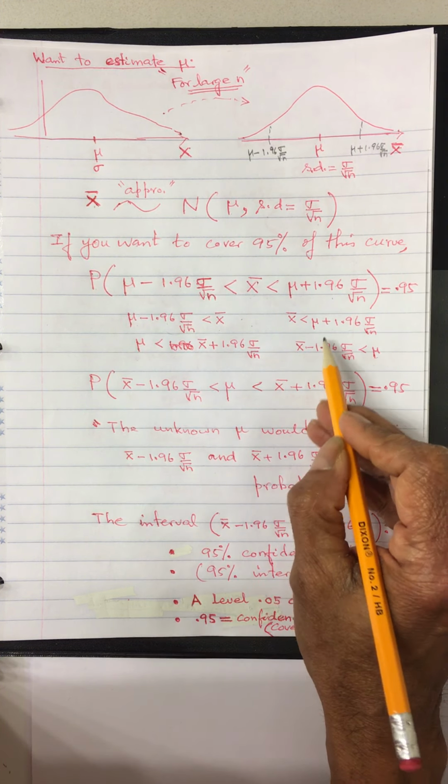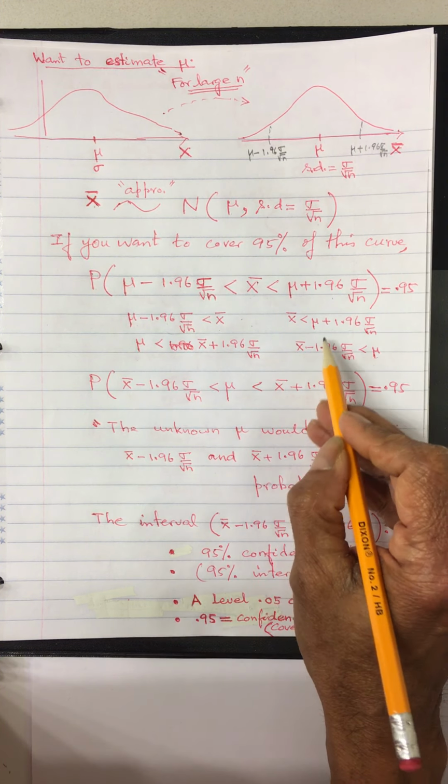I'm going to put these two inequalities together back again. The intersection of those two inequalities is exactly this: this says that mu has to be less than this quantity, and this says that mu has to be bigger than that quantity. So this is exactly equivalent to that. The probability from here to here is going to be 0.95.